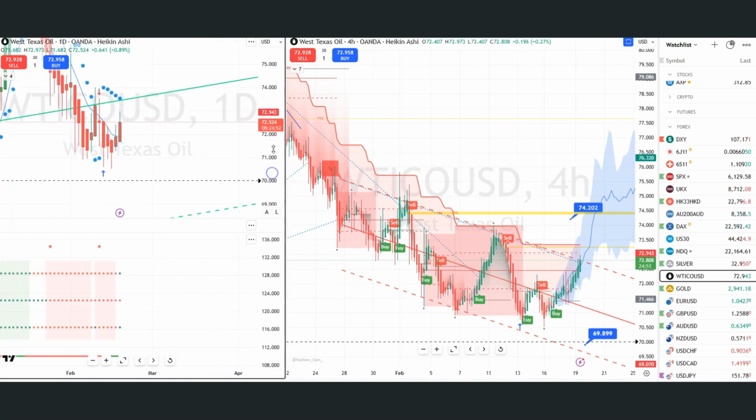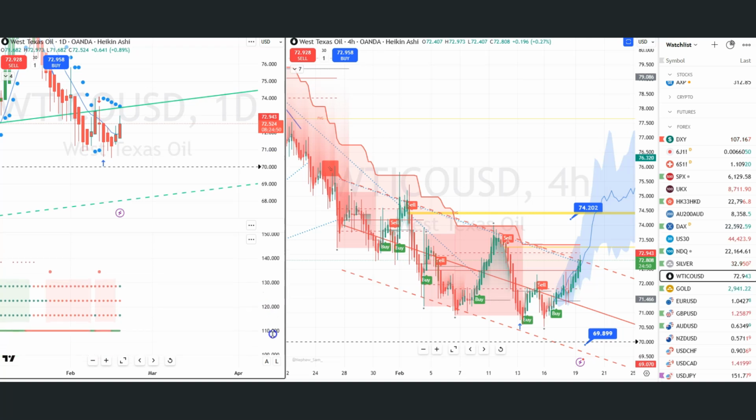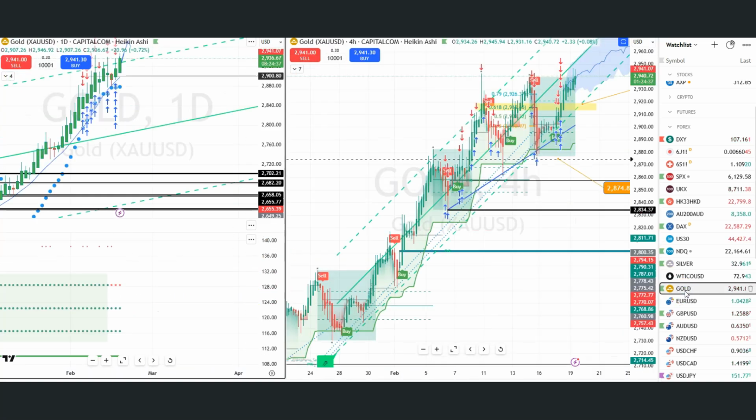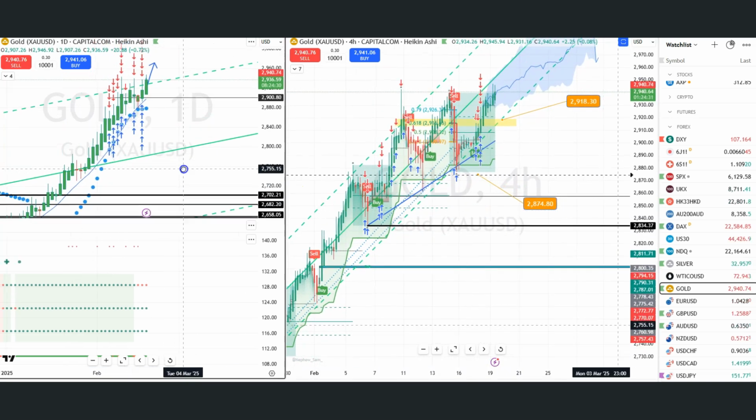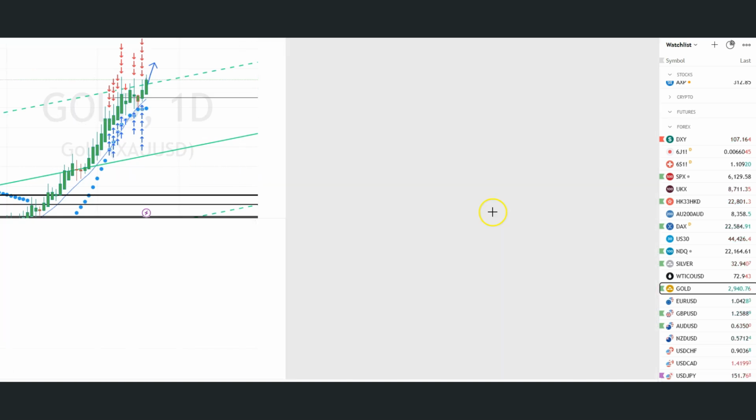So this is not parabolic. What I mean by that is we've got a set of buyers coming in. We've got a set of sellers that are fighting against the market. So when they're fighting against the market, just leave it alone. Gold is moving higher, of course, but pretty much sideways today. It did have a little bit of a rally, but don't really expect much until the FOMC meeting's finished this evening.